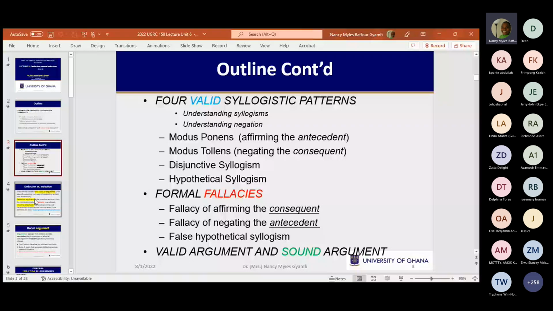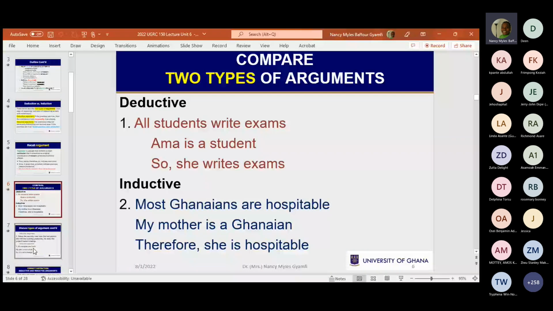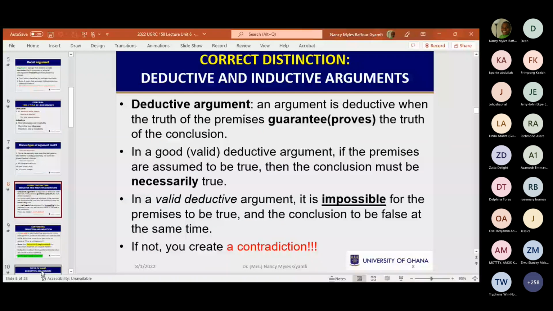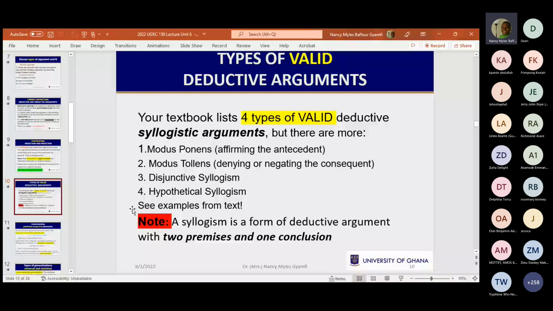So these are the slides. We have done all this. You know how to identify arguments and distinguish the parts, single conclusion all the time. Look at it, see why the premises of a deductive argument prove the conclusion, see? But the premises of an inductive argument don't prove it, they only confirm it. The one is a proof, the other is a probability. These are all the reasons why deduction is topic neutral, we did that last week. And the valid forms again, I've been giving a note on what syllogisms are again, see, they're all there.